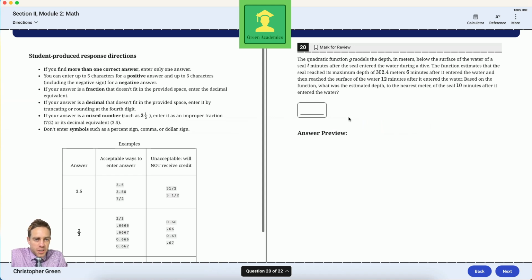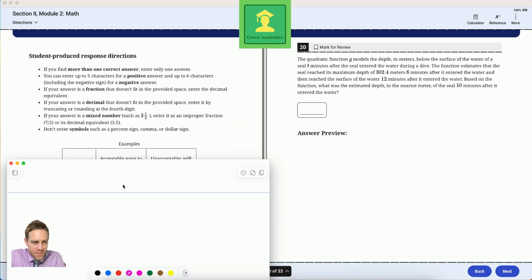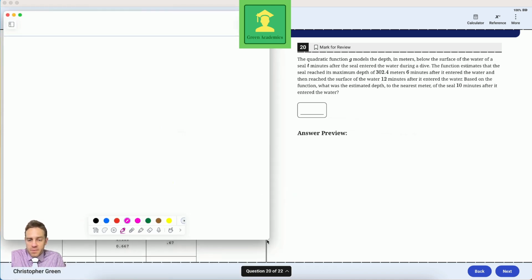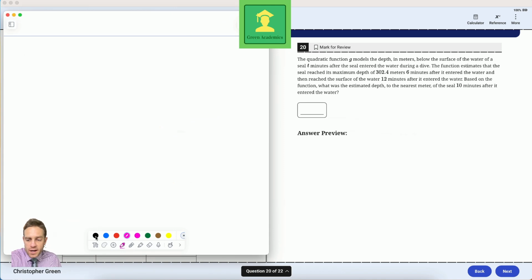The quadratic function g models the depth in meters below the surface of the water of a seal t minutes after the seal entered the water during a dive. The function estimates that the seal reached its maximum depth of 302.4 meters 6 minutes after it entered the water. Based on the function, what was the estimated depth to the nearest meter of the seal 10 minutes after it entered the water? This is an advanced question because it has to do with quadratic regression, finding the equation of a parabola based on a couple of the points of the parabola.